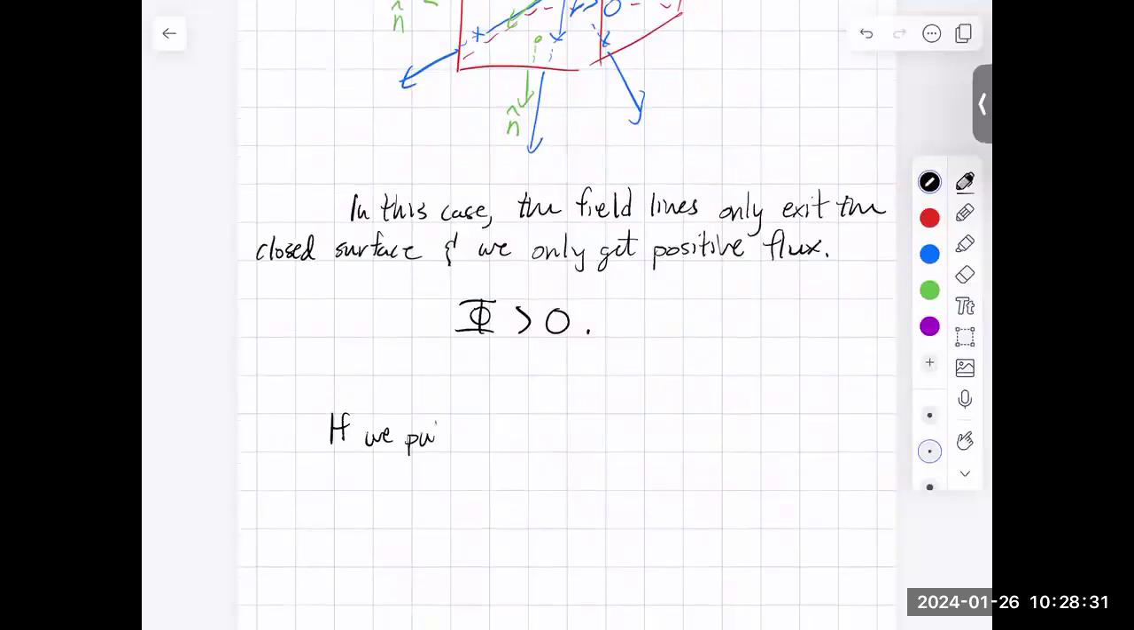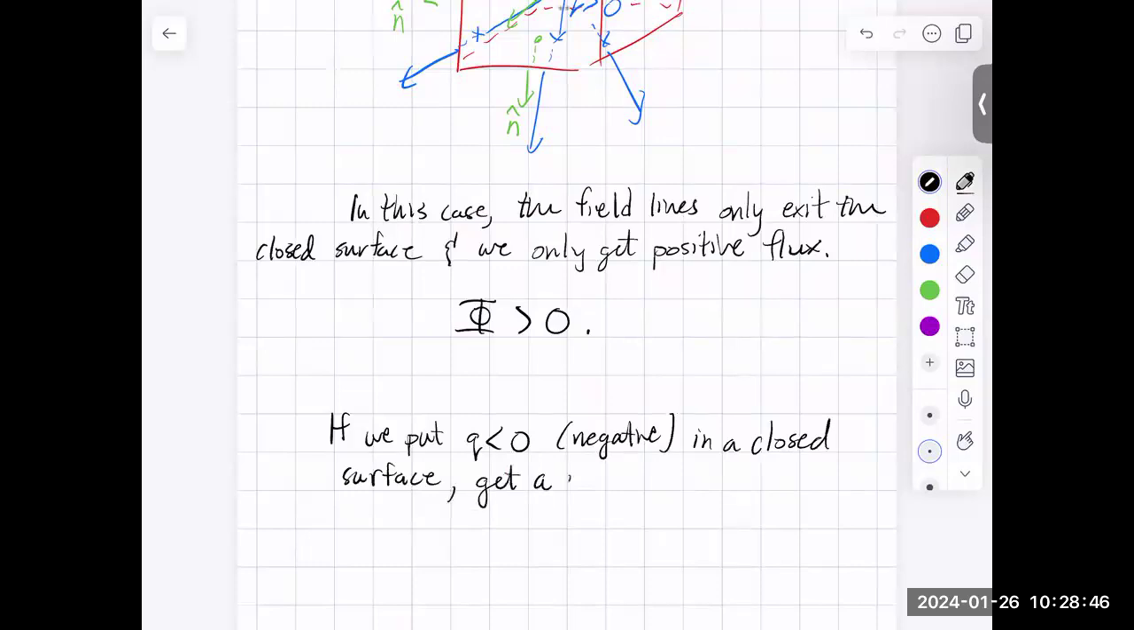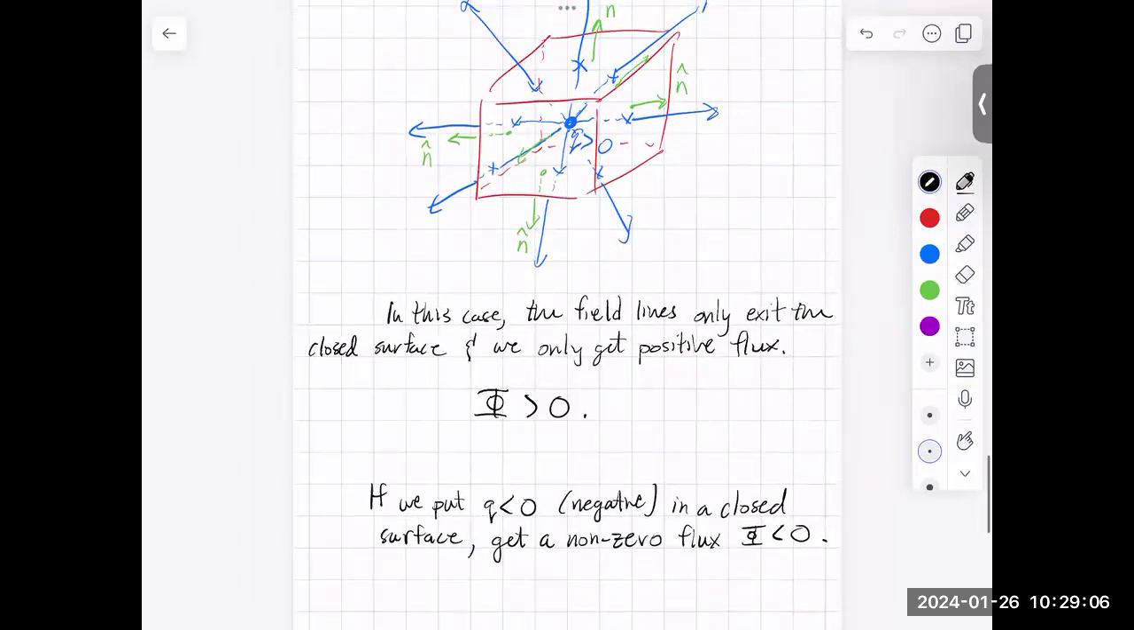So yes, if we put Q less than 0, or negative, in a closed surface, we get a non-zero flux that is negative.